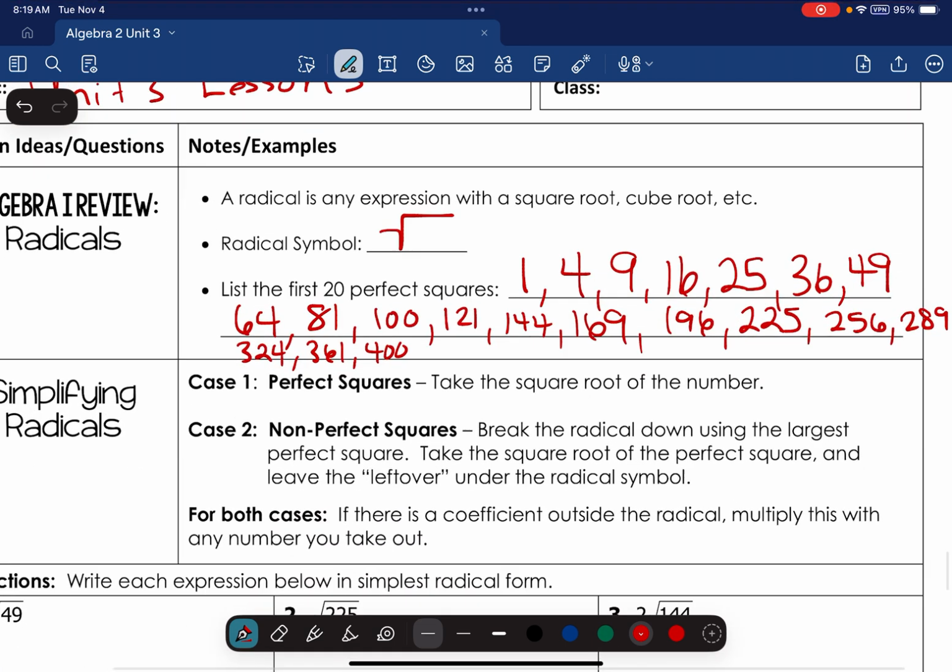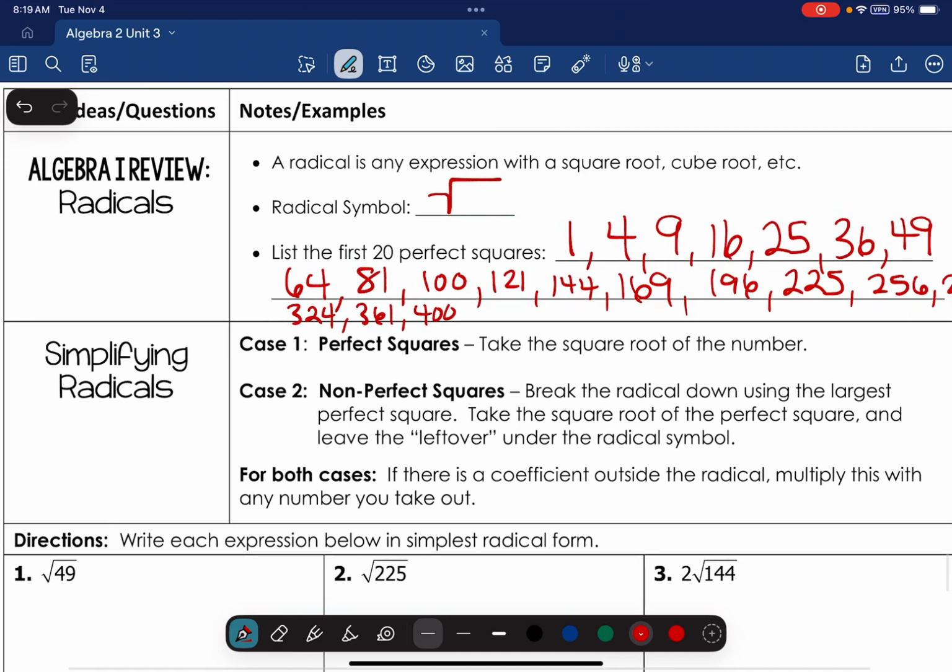Okay, so when we're simplifying radicals, there are 2 different cases. Either you have a perfect square inside of the radical, one of these numbers, or you have a non-perfect square. If you have a perfect square, you're just going to take the square root of that number. There's a square root button on your calculator. Or you have some of them memorized.